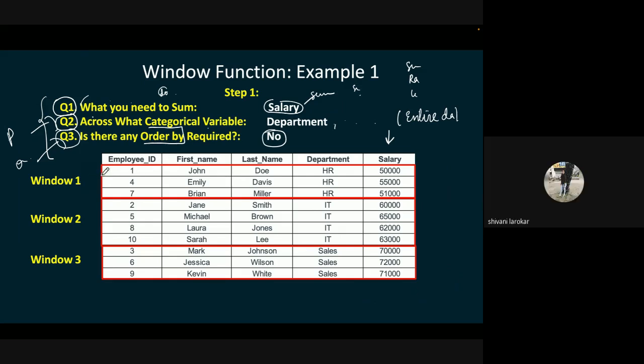Order by requirement is not there, because it is not giving any meaningful output context. Meaningful in the sense that this is the window, and I need to take the sum of all three. How does it matter whether Brian comes first or Emily comes first? It does not matter, right? So that's why order by is not mandatory. Not needed. Ascending or descending does not matter. Does it make sense?